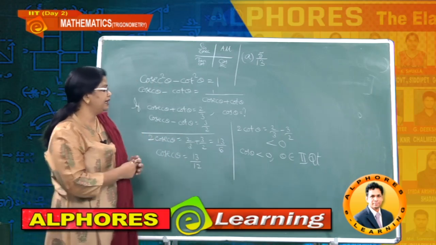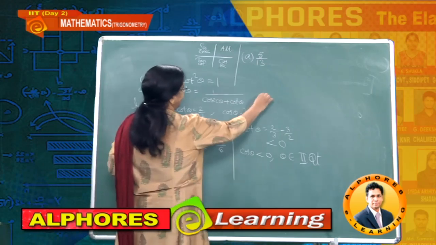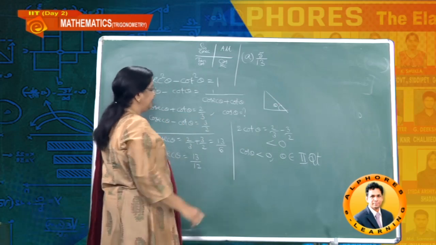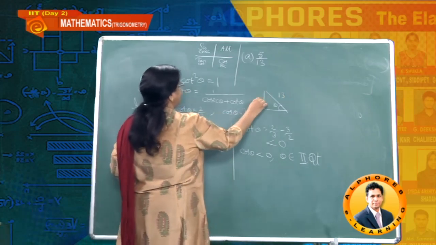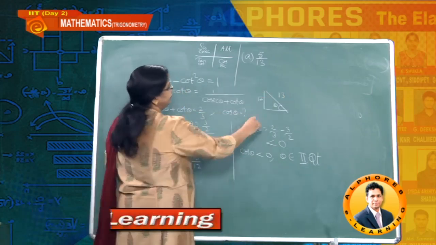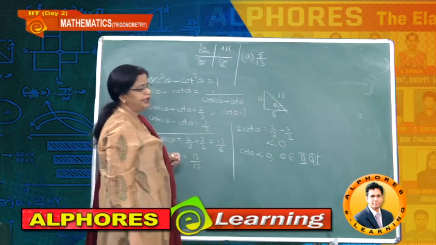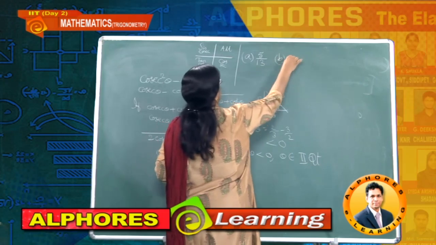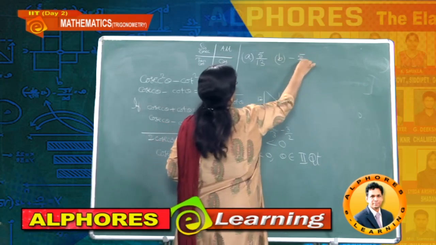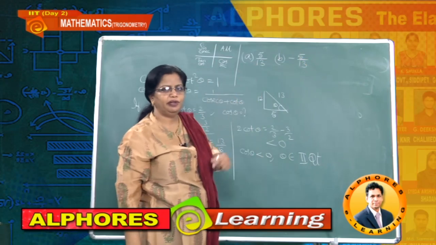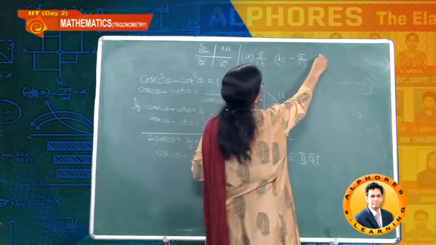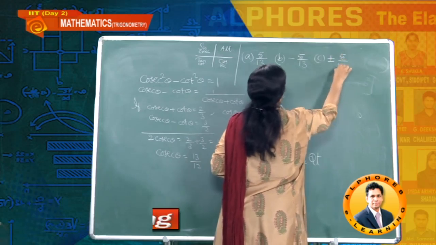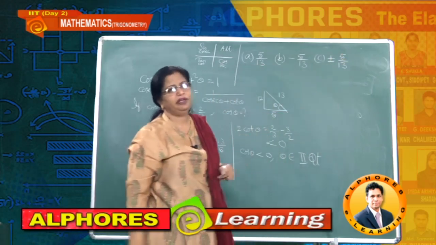Hence, what is my answer? Now you just take a right angle triangle, this is theta, suppose 13 is the hypotenuse, 12 is the opposite side, and this is 5. So the answer is minus 5 by 13. In the exam they give it like this: one option is this answer, option B they give minus 5 by 13, and option C they give plus or minus 5 by 13 also.